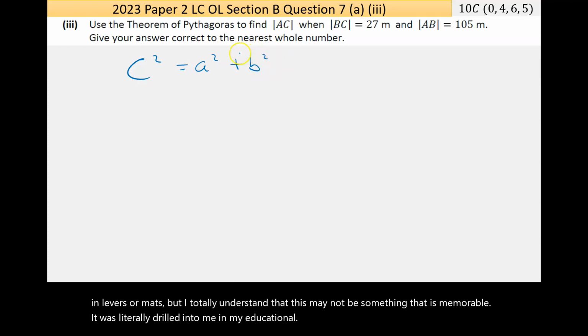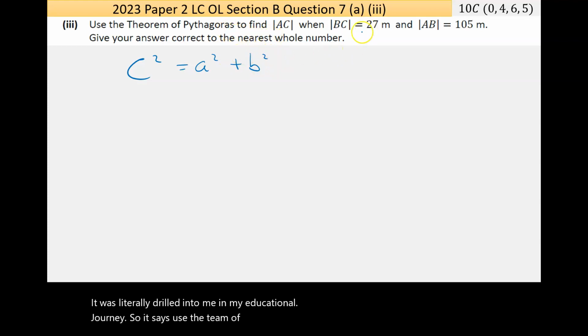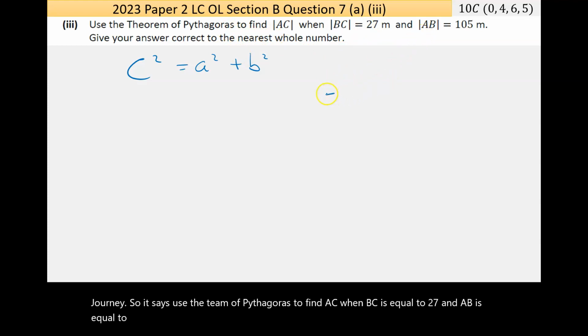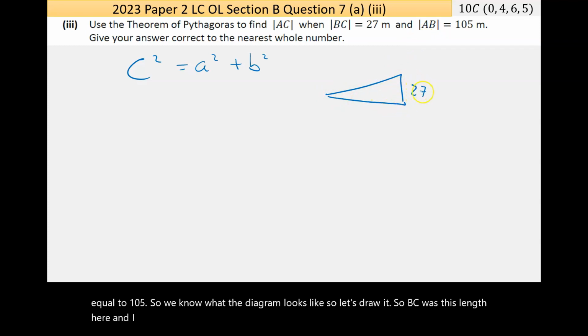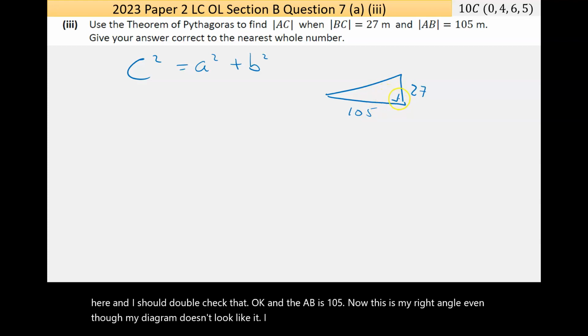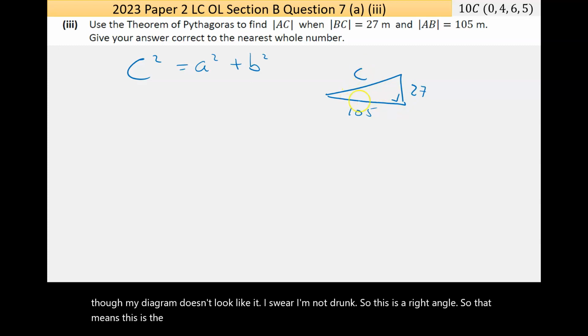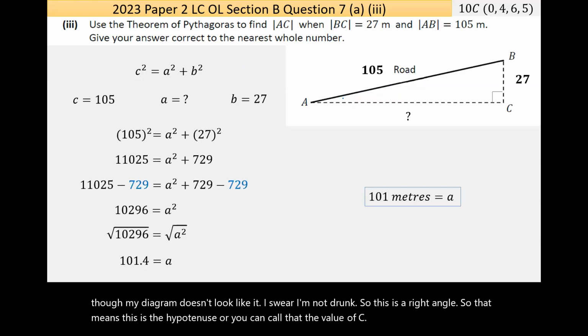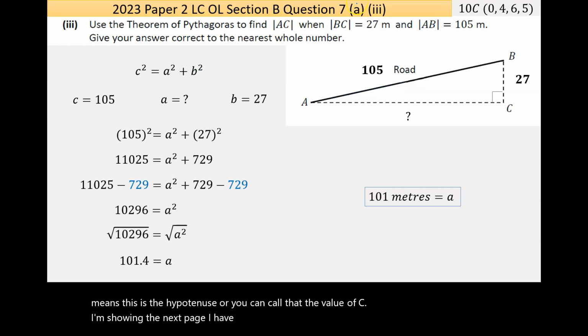So it says use the theorem of Pythagoras to find AC when BC is equal to 27 and AB is equal to 105. So look, we know what the diagram looks like, so let's draw it. So BC was this length here, and I should double check that. Okay, and the AB is 105. Now this is my right angle, even though my diagram doesn't look like it. I swear I'm not drunk. So this is a right angle. So that means this is the hypotenuse, or you can call that the value of C. I'm sure on the next page I have it done out. So it's the same thing, I've kind of just done it.